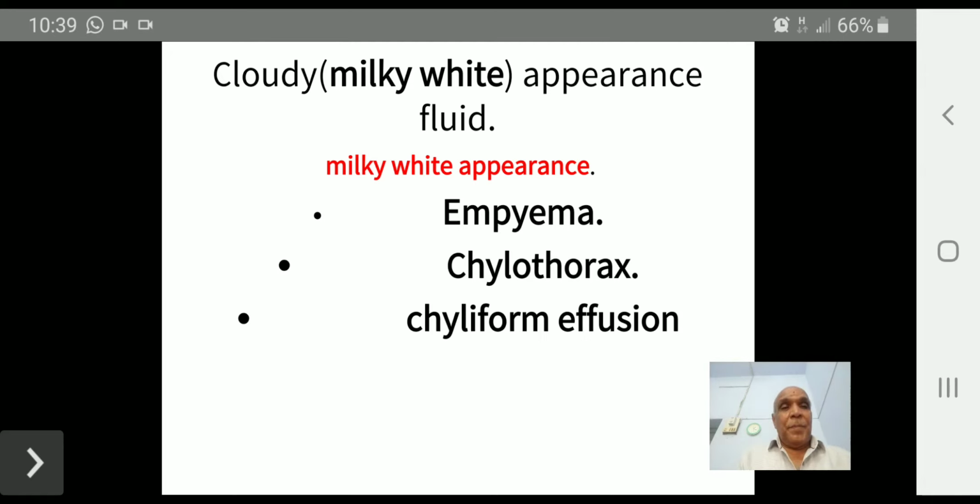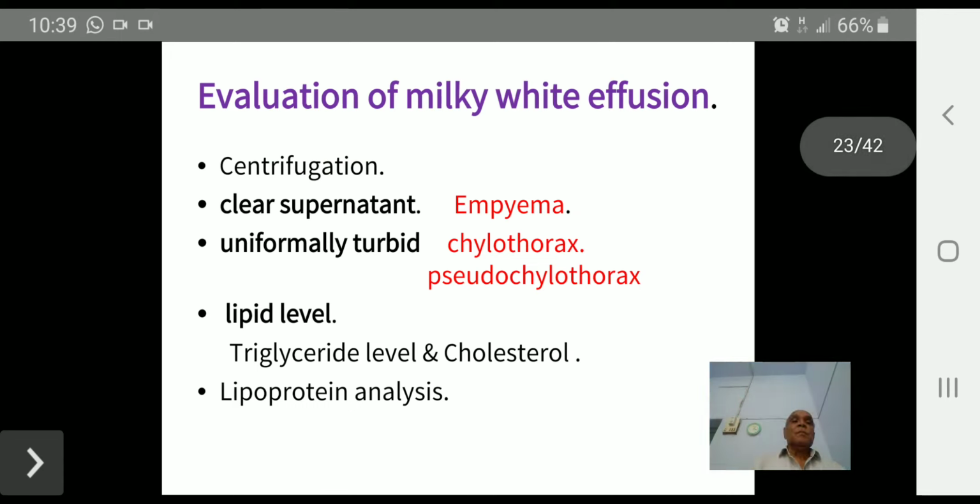When the appearance of the drained fluid is cloudy, then we will think the patient has empyema secondary to pneumonia, or it may be chylothorax, or it may be a chyliform effusion. All give a milky appearance. For the evaluation of the milky white effusion, we should centrifuge it at the laboratory level.